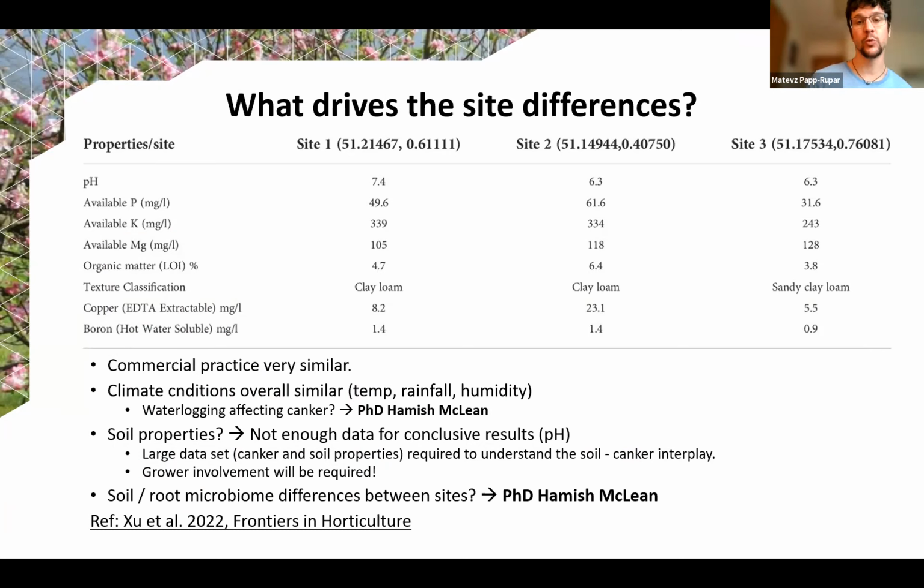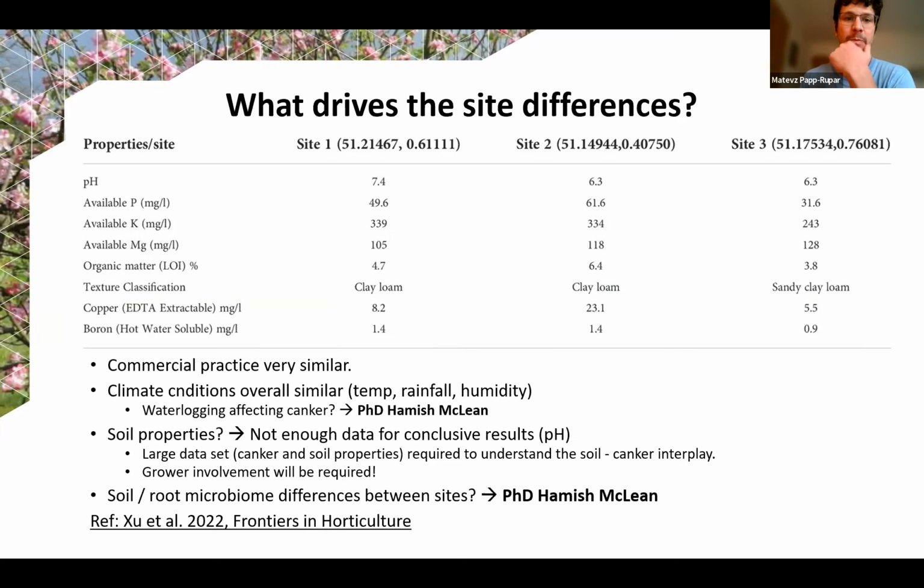But again, Hamish will look at 2 potential candidates for these differences. One is waterlogging. Sites might have the same amount of rain, but might be waterlogged differently. We don't know, so he's looking at that. And he's going to look at the root microbiome, not just the soil properties, to see if in the root and soil microbiome we can find some correlations with canker. And you can read more about this in last year's paper that we published together with Xiangming.